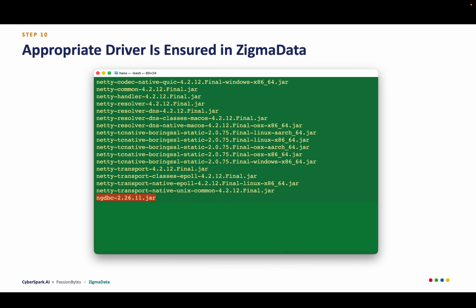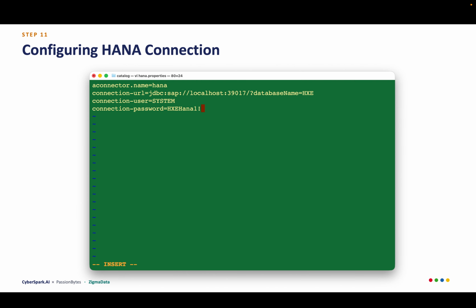Now the next step is to make sure that the ZigmaData is able to connect to this particular data that is loaded onto the HANA database. For that, make sure that you got the ngDBC, which is the JDBC implementation to connect to SAP HANA, and I'm making sure that this file is copied into ZigmaData. And then we have got connection properties, which is connecting to HANA.